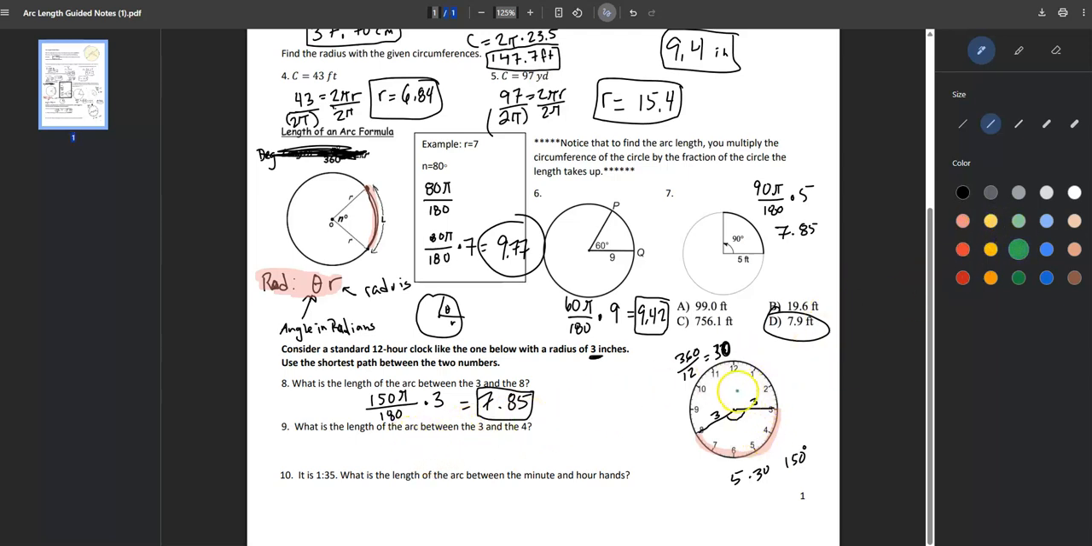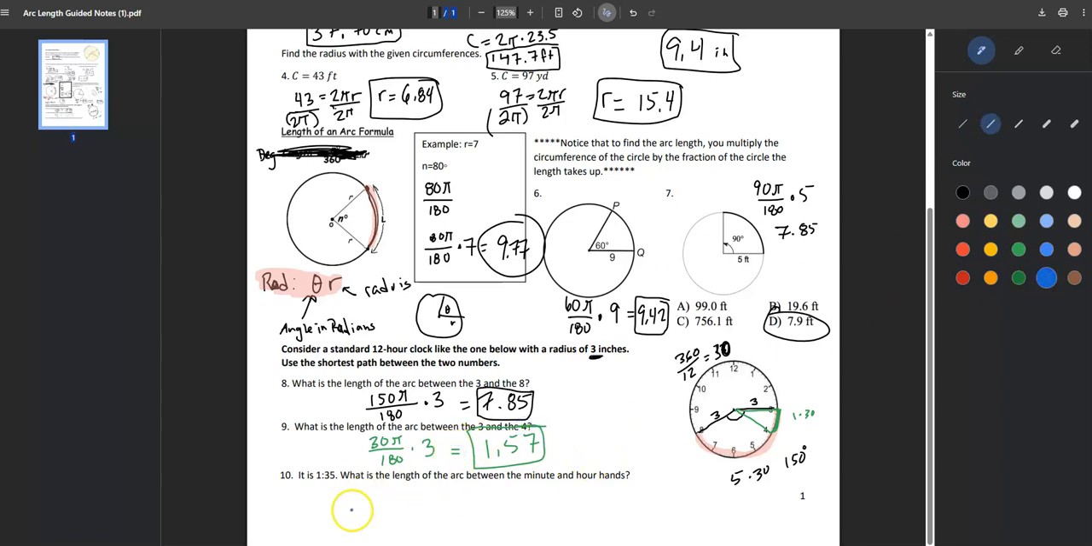All right, the distance between 3 and 4, so that would be from there to there, or this part that's in green. That's just one section, so that's 30 degrees that I need to convert. I'm going to multiply it by pi over 180, and then multiply it by 3. When I do that, I get 1.57.